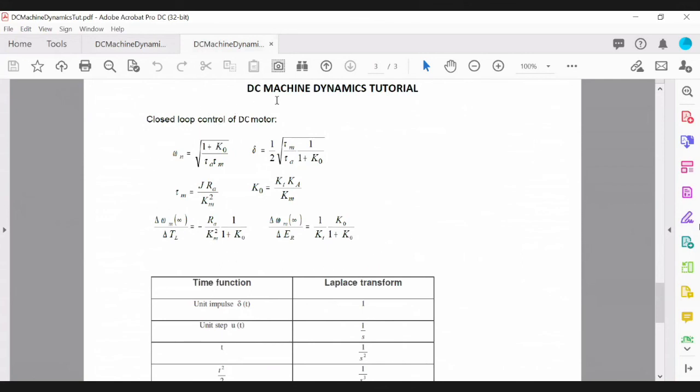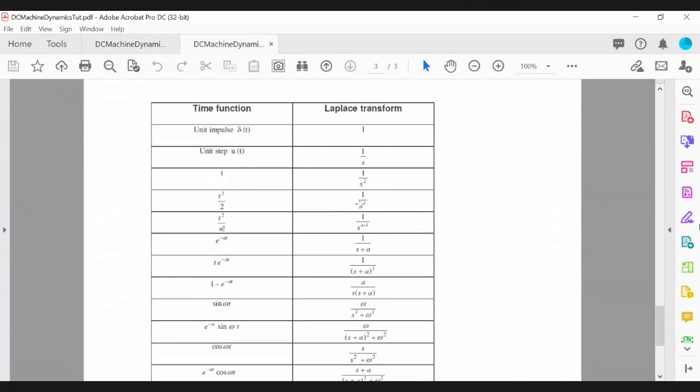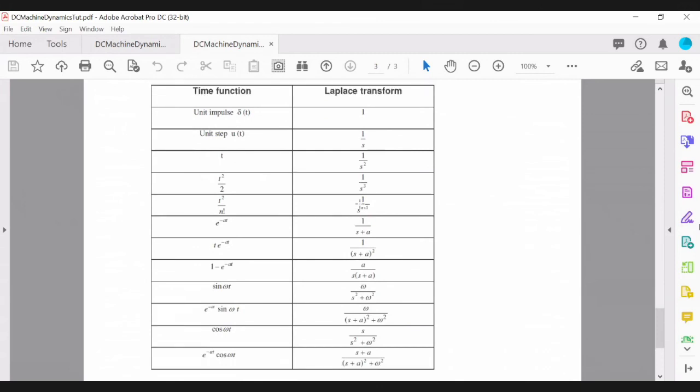So I will provide you those basic equations for the closed loop control of a DC motor, and I will also give you the table for the Laplace transform, to enable you to initially apply the Laplace transform and solve for the variable that you need, and then also apply inverse Laplace transform to go back into the time domain to, for example, sketch your voltage or your current or your torque for the machine.